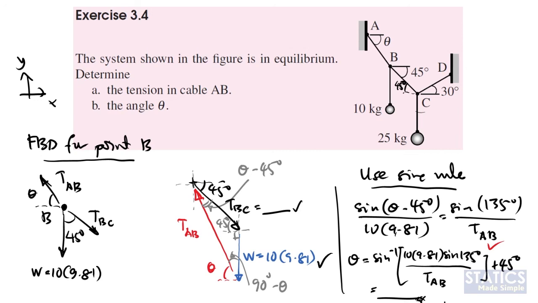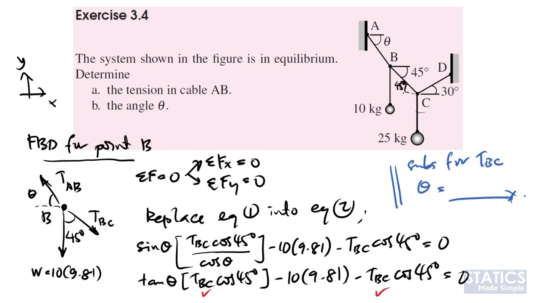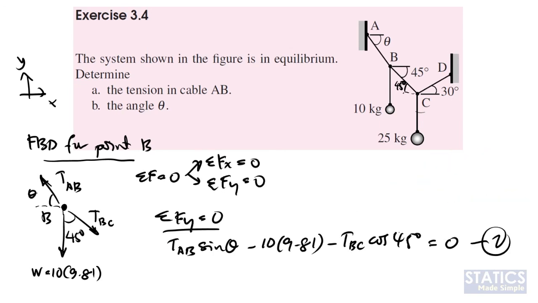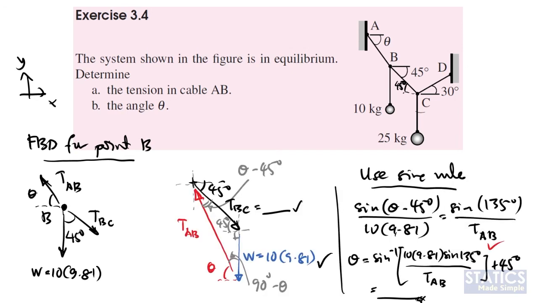Any question? In the FBD for B, why is TBC downwards, sir? Why is TBC downward? Okay. While for the free body diagram for point C, TBC is upward, right? Yeah. So it depends on where we look. In this case, we are looking at point B, right?